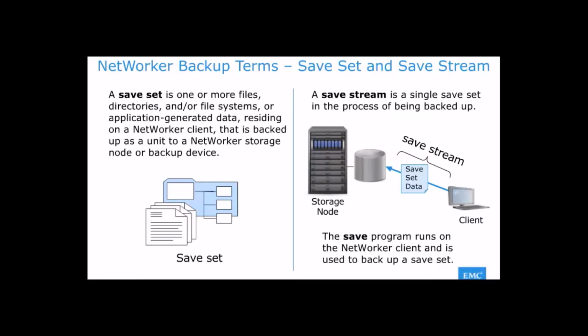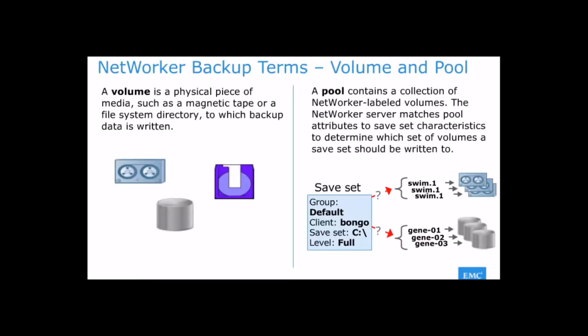A save stream is a single save set in the process of being backed up or recovered. The save program runs on a NetWorker client and is used to back up a save set. A volume is a physical piece of storage media, such as a magnetic tape or a file system directory, to which backup data is written.